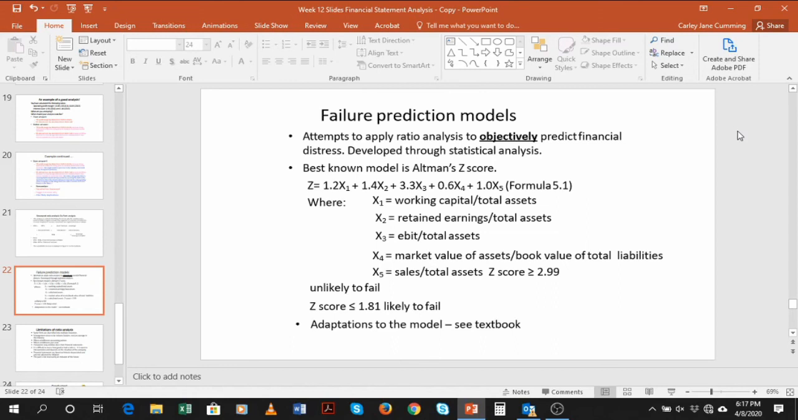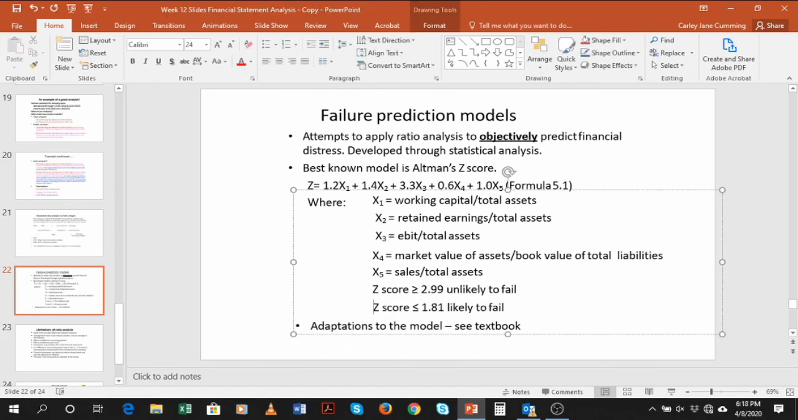For x4, we'll insert market value of assets over book value of total liabilities. Once we insert all of the figures for the company into this formula, it will give us a number known as the Z-score. So if our Z-score is greater than 1.81, then the company is likely to succeed. If the model gives us a Z-score greater than 2.99, then it is said that the company is unlikely to fail, meaning it will succeed. If the Z-score is less than 1.81, then the company is likely to fail.